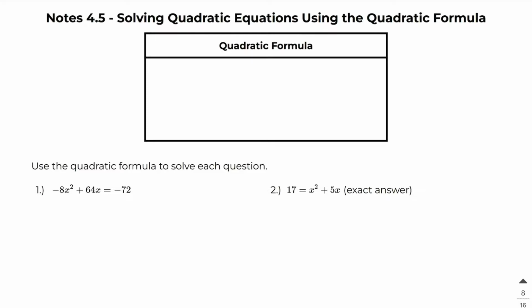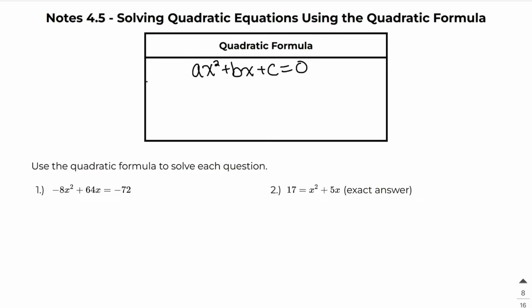So for starters, we can only use the quadratic formula if we're given a quadratic equation in the form ax squared plus bx plus c equals 0. So everything has to be all on one side and it has to be expanded out, and I should be able to identify what a, b, and c are.